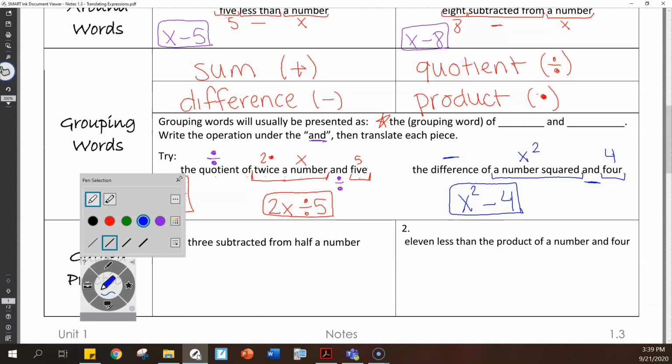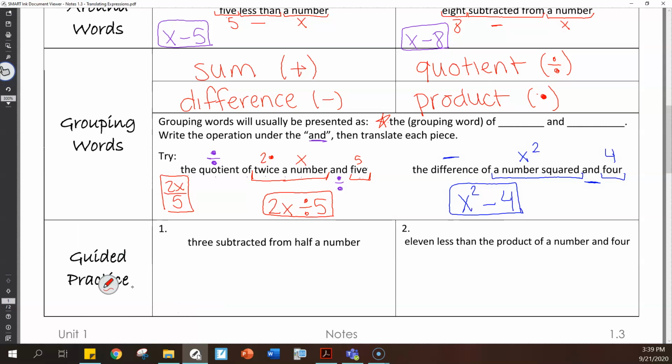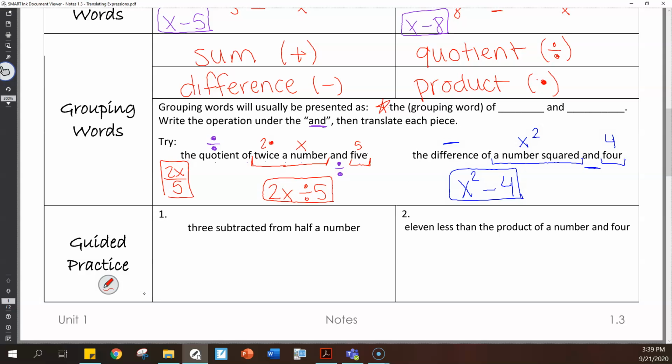So, number 1, 3 subtracted from half a number. The first thing I want to do is identify my operation words, or my words that represent numbers. So 3 is going to be 3. Subtracted from tells me I'm going to subtract. Half, 1/2, and a number, x. I translate each of those pieces.